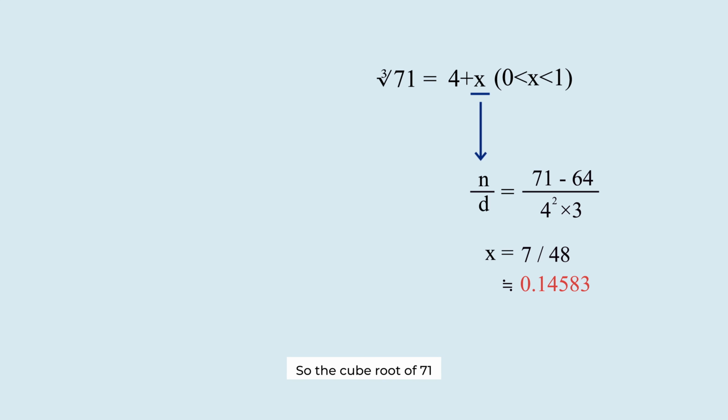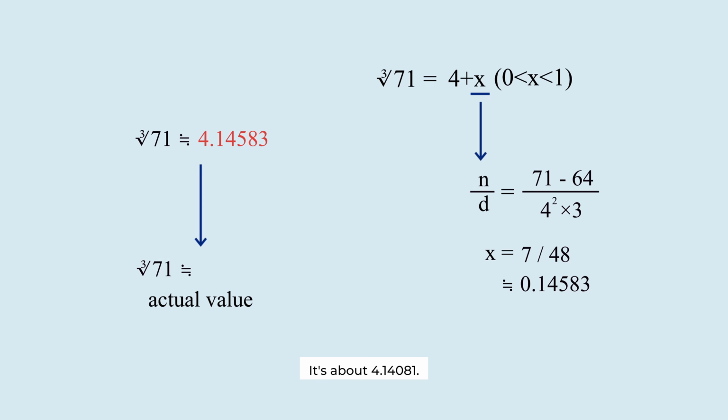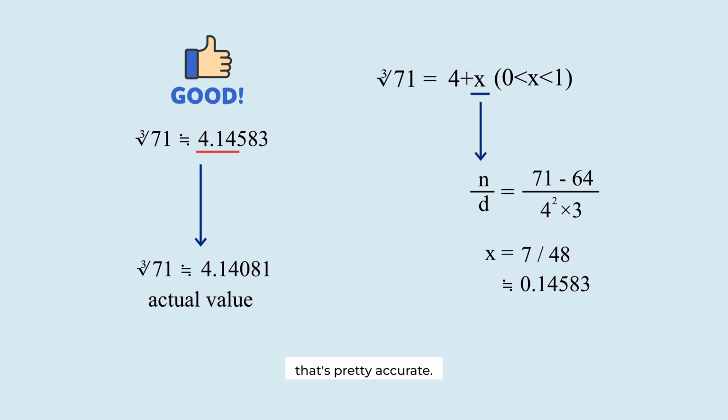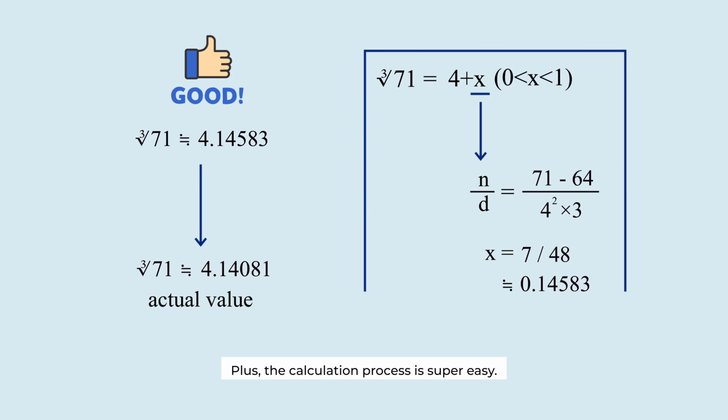0.14583. So the cube root of 71 is approximately 4.14583. What's the actual value? It's about 4.14081. The approximation is correct to the second decimal place. That's pretty accurate. Plus, the calculation process is super easy.